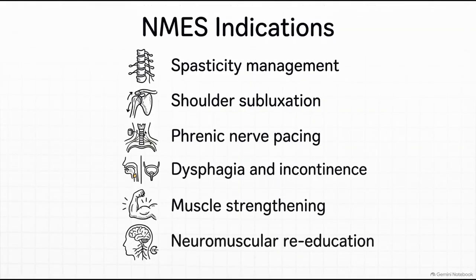Because NMES actively forces that contraction, your documentation has to tell a really clear story about medical necessity. We're talking functional, restorative purposes here. You'll want to see indications like spasticity management, neuromuscular re-education, or preventing disuse atrophy and venous thrombosis. It's even used for shoulder subluxation in hemiplegic limbs. Bottom line, the chart must explain exactly why this specific active muscle contraction is clinically necessary for the patient's rehab. If it doesn't, you can definitely expect a denial.